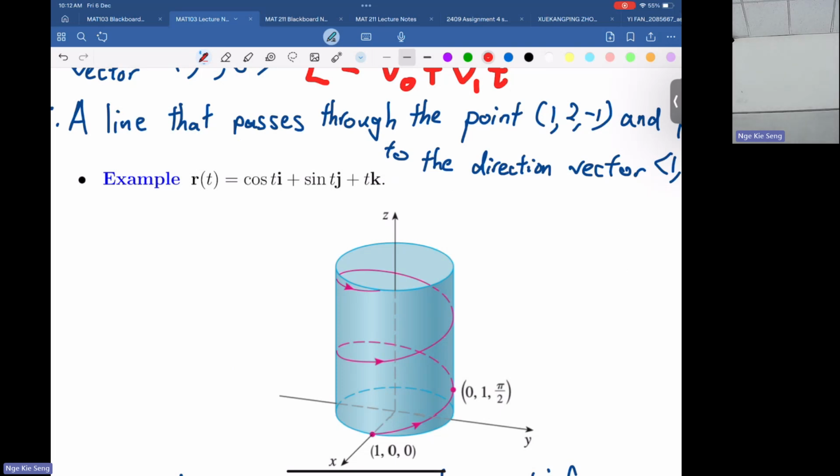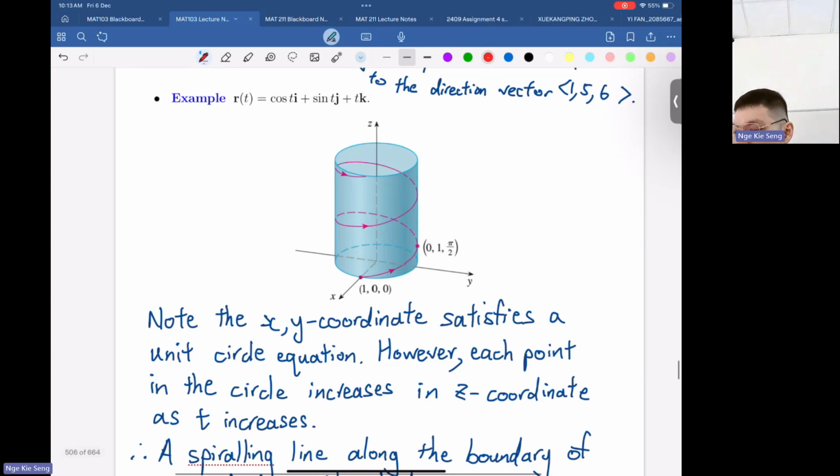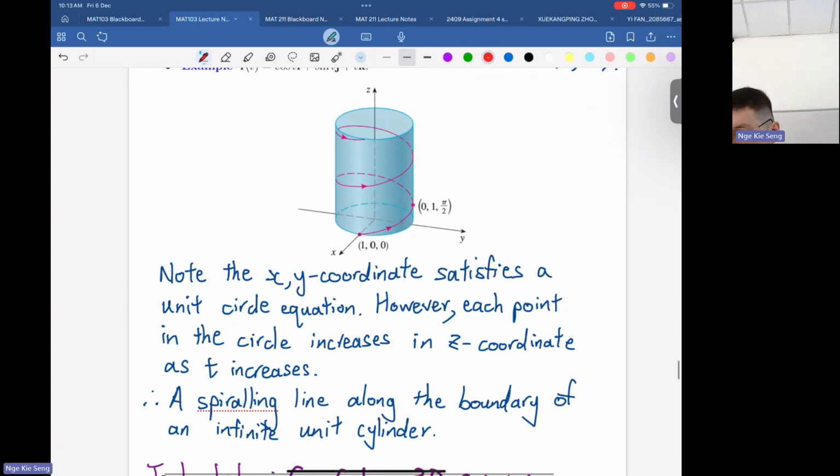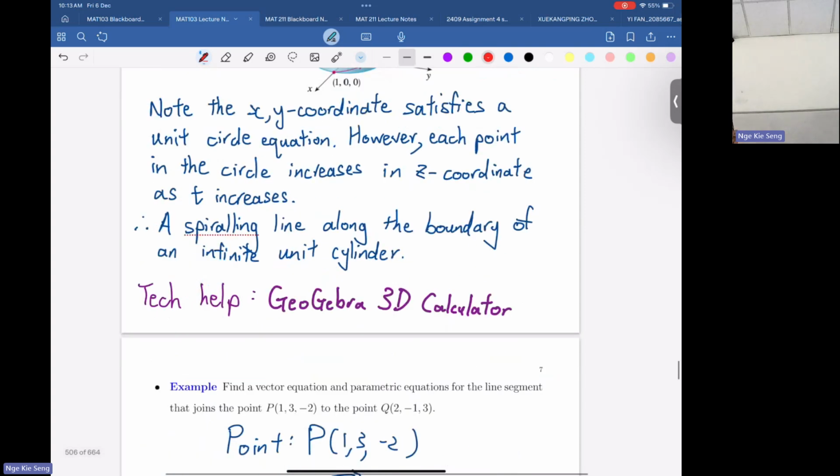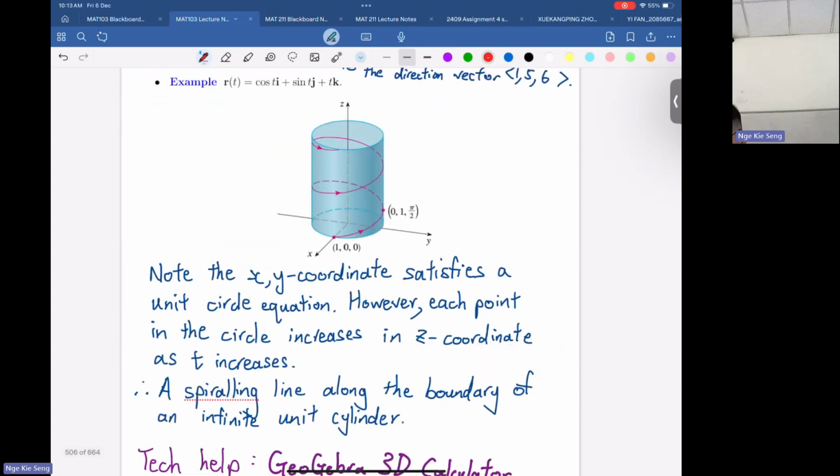But since they are connected before, it should be connected also after increasing. So you can see a spiral up curve here, spiral around the cylinder, around the cylinder with the radius 1. Does it make sense? Any question? Anything you don't understand? In general, you can use GeoGebra to check it.